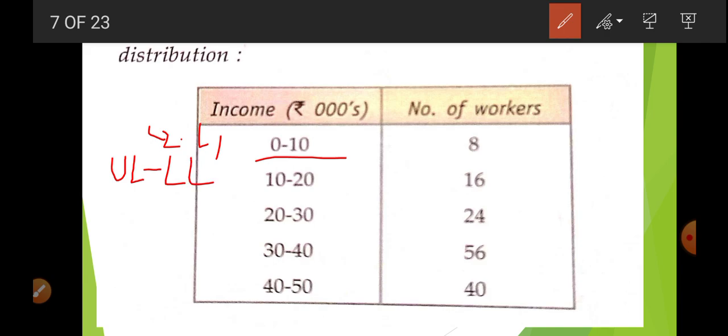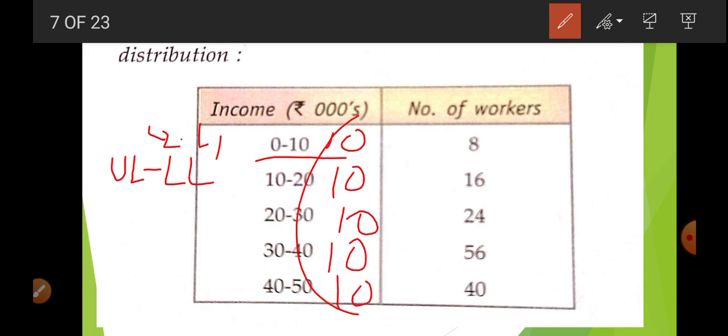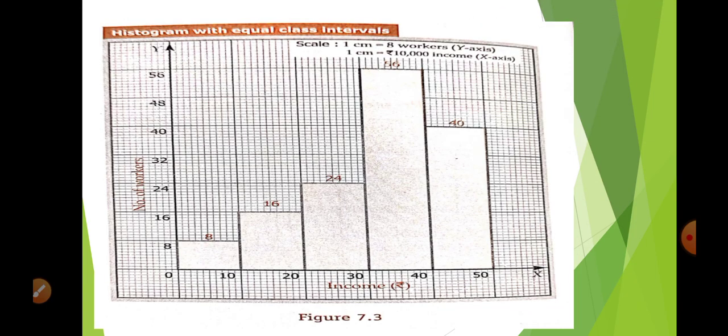So when we subtract 10 minus 0, it will be 10, 20 minus 10 it will be 10, 30 minus 20 is 10, 40 minus 30 is 10, 50 minus 40 is 10. So here what we find is that the class interval is equal. Okay, so now we are going to represent it as a histogram with equal class interval.